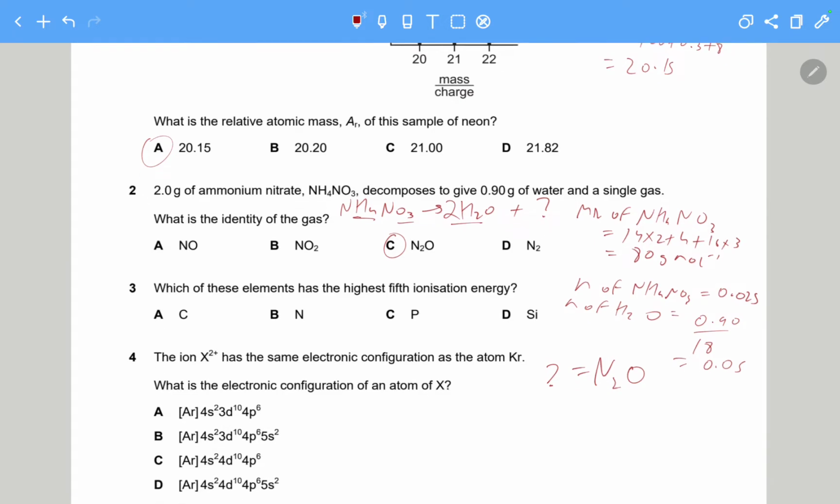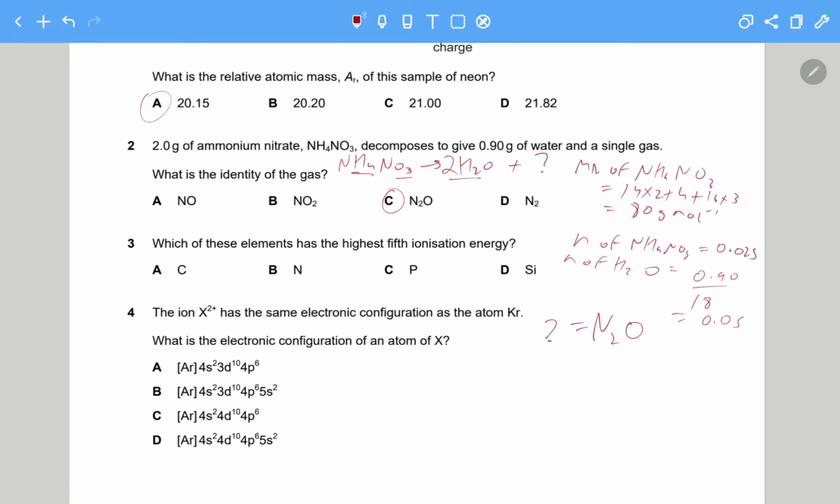Question 3. Which of these elements has the highest 5th ionization energy? So let's go through all the options. Now for carbon, the electronic configuration is 1s2, 2s2, 2p2, and for nitrogen, the electronic configuration is 1s2, 2s2, 2p3.